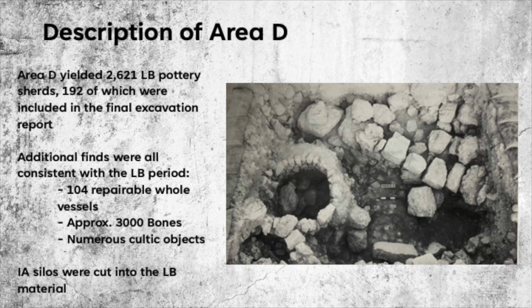Area D yielded 2,621 late bronze pottery sherds, 192 of which were included in his final excavation report. And the additional finds that were found were all consistent with the late bronze period, which were 104 repairable whole vessels, approximately 3,000 bones, numerous cultic objects, and then in addition to the late bronze, there were Iron Age silos that were cut into the late bronze material.